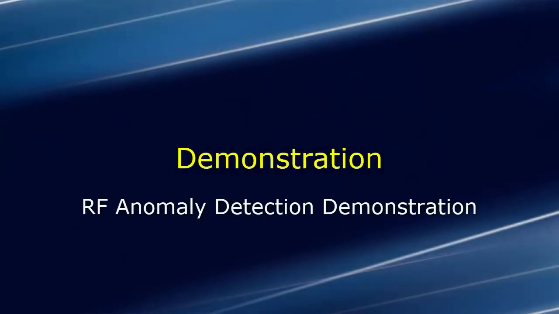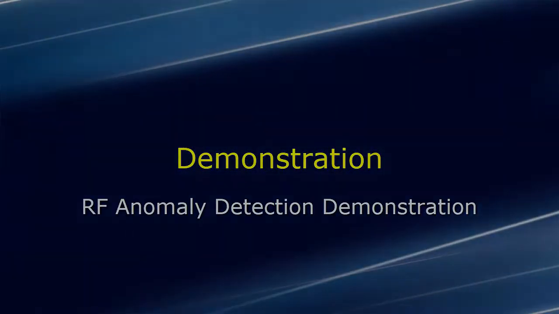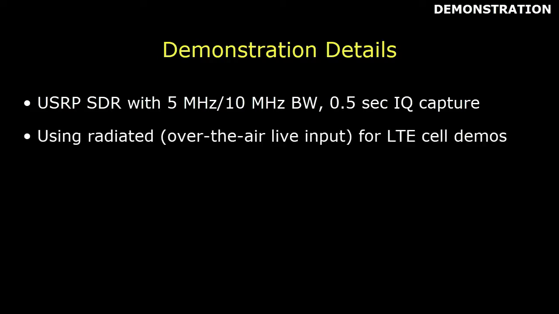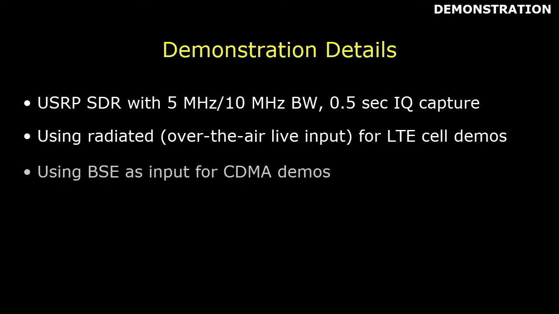And now for some demonstrations of the anomaly detection system. First, some demonstration details. In these demonstrations, we are using a USRP SDR with either 5 or 10 MHz bandwidth with an acquisition size of half a second. For demos with LTE signals, we are using radiated or over-the-air live input with a cell a few miles away. For demos with CDMA signals, we are using a base station emulator as the input to the system.